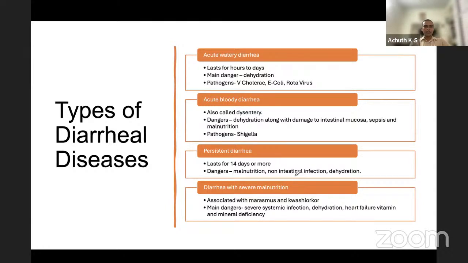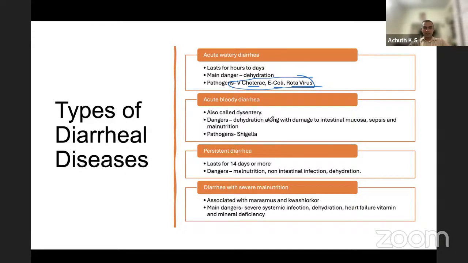What are the types of diarrheal diseases? We can classify them into 4 different types: acute watery diarrhea, acute bloody diarrhea, persistent diarrhea, and diarrhea with severe malnutrition. Acute diarrhea lasts for hours to a number of days. What is the main dangerous thing in this? That is dehydration. The dehydration is very rapid. And what are the pathogens which cause watery diarrhea? That is cholera, E. coli, and rotavirus. The 3 most common pathogens are Vibrio cholerae, E. coli, and rotavirus, which cause acute watery diarrhea.